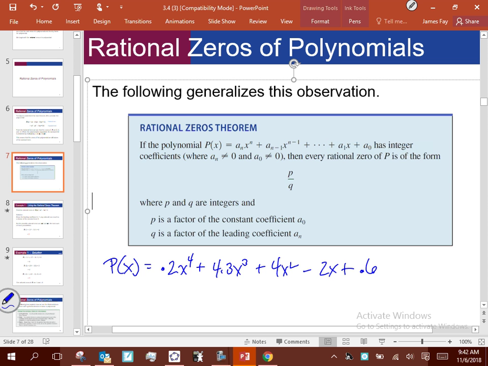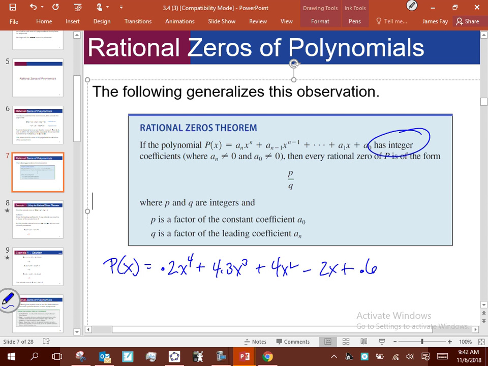All right, and our question is, what do we do with that? Because this violates that right there, right? That's that integer coefficient. 0.2, 4.3, and 0.6 are not integers. But we can do something pretty quickly here.